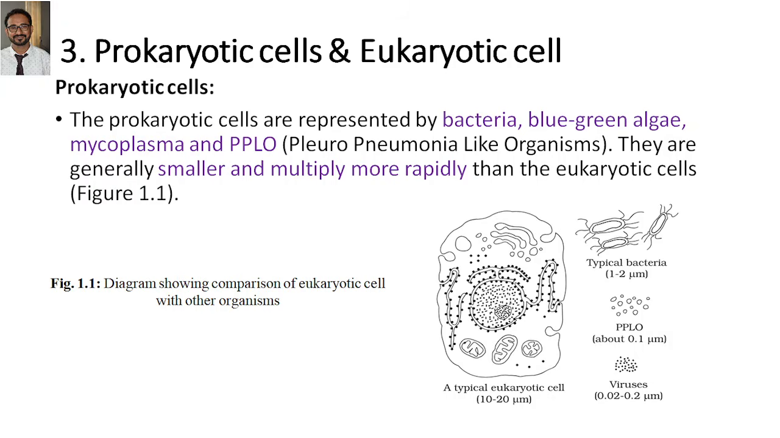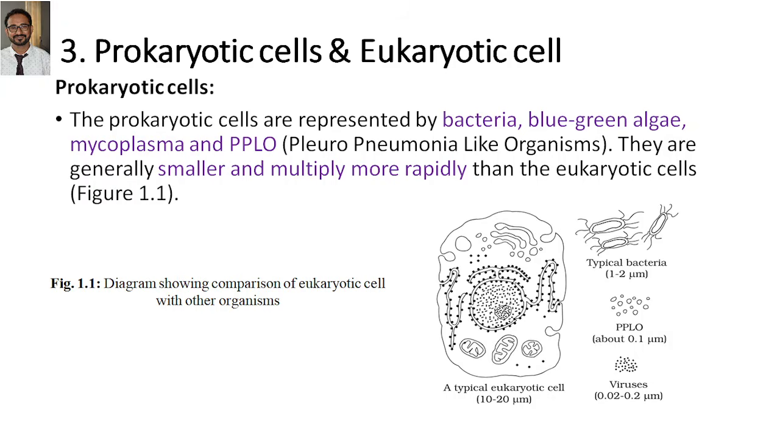How? Because we have different organs. Every different organ has different cells, understanding. Whereas bacteria, algae, all these things will not have many organs, so they are very small. That's the reason they are unicellular organisms or prokaryotic cells. So let's discuss. The prokaryotic cells are represented by bacteria, algae. We have mycoplasma and PPLO, that is pleuropneumonia-like organisms. These are some of the examples considered to be prokaryotic cells.